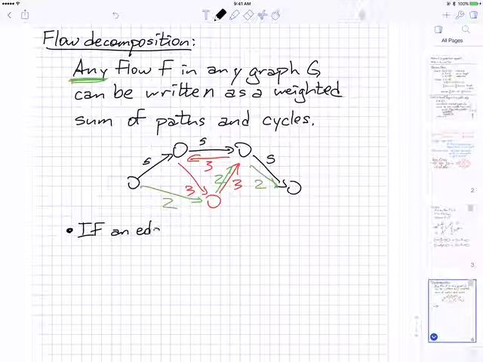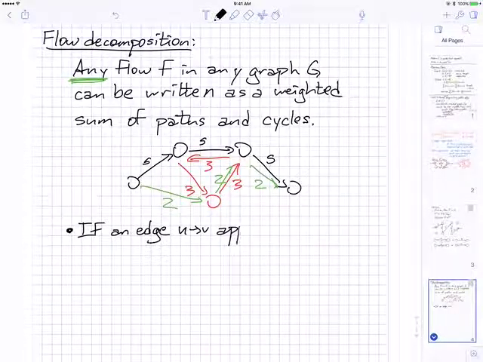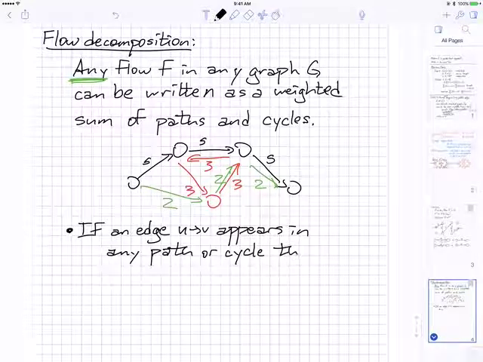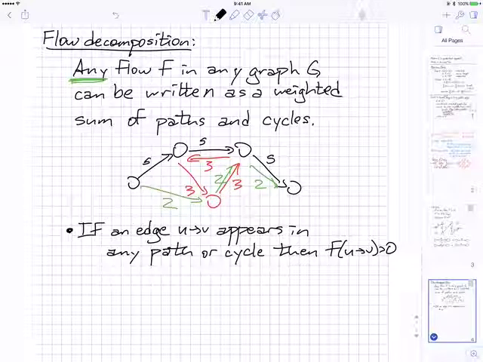If an edge from U to V appears in any path or cycle in this decomposition, then this is only possible if the flow value is positive. Okay, so there is a decomposition that never has something going forward across an edge and something else going backwards across the same edge.